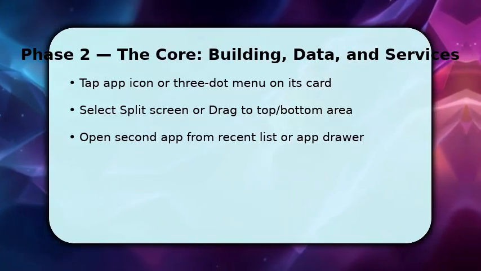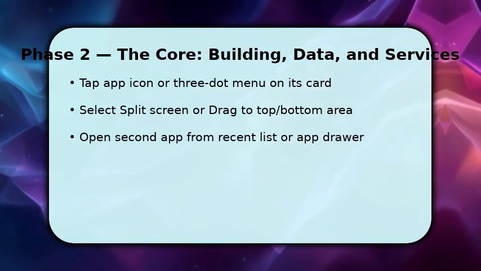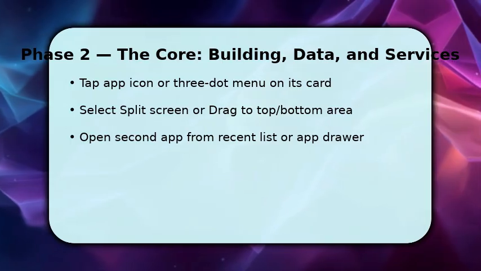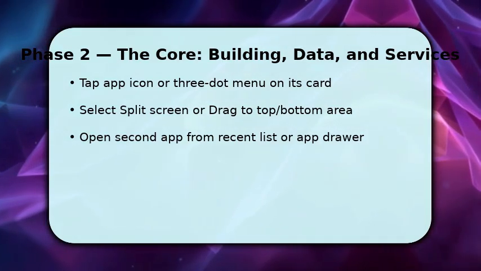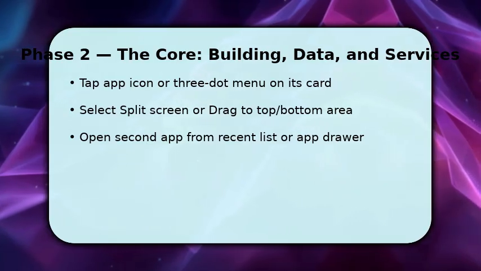Once the first app locks to one half, the other half shows recent apps. Tap a second app or open the app drawer to select it. Make sure both apps support multi-window. Some games or video players may not.